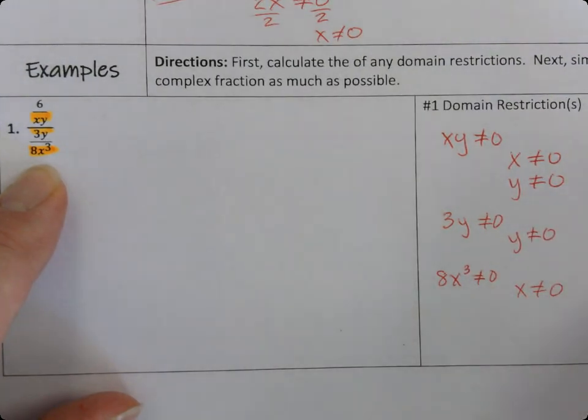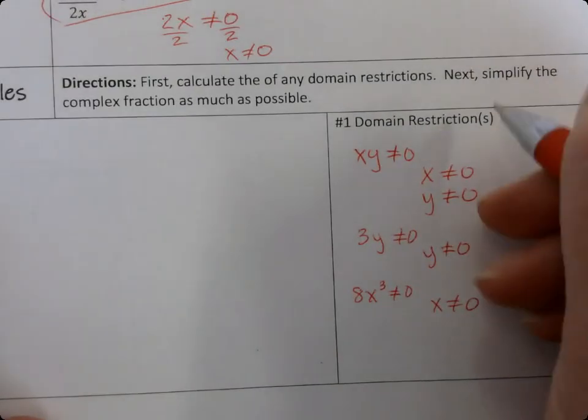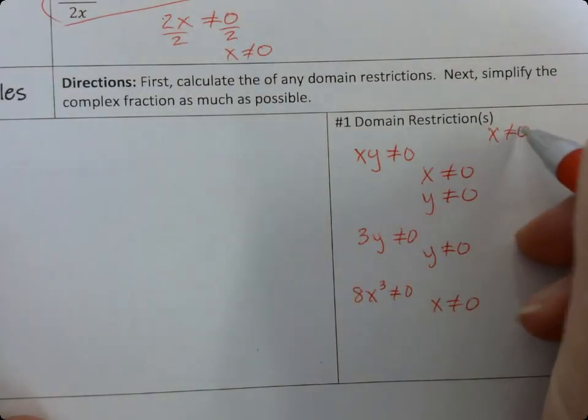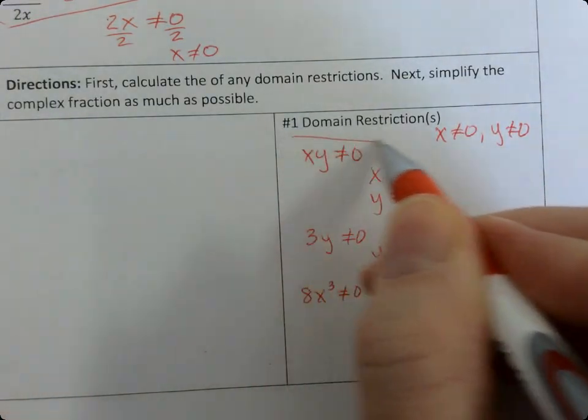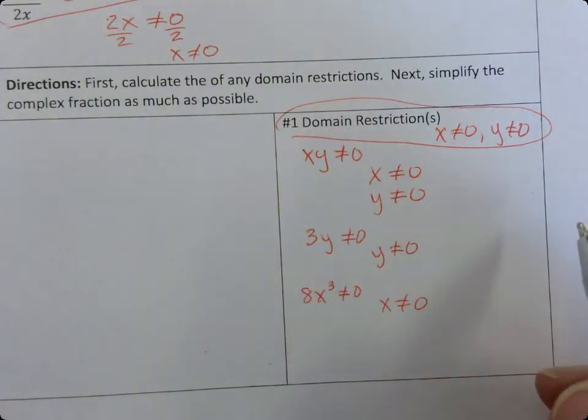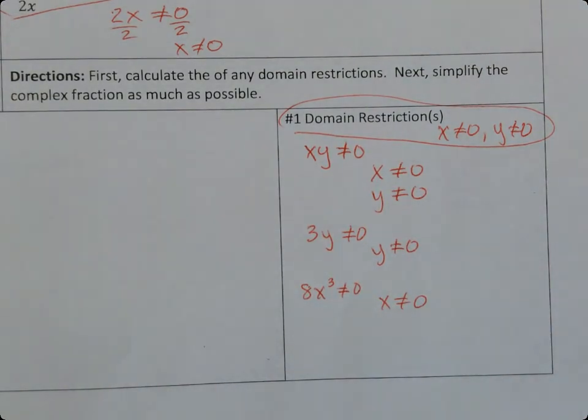So what's my overall domain restriction for this problem? The x can't be 0 and y can't be 0. Now, I know we're talking about domain, but in this problem, x and y are both input, okay? So it's the input that can't be 0.